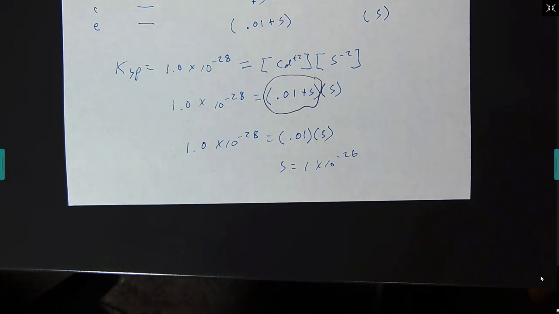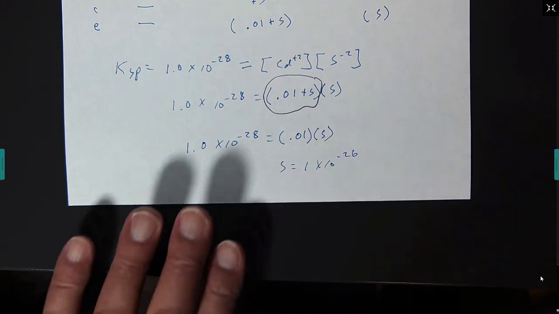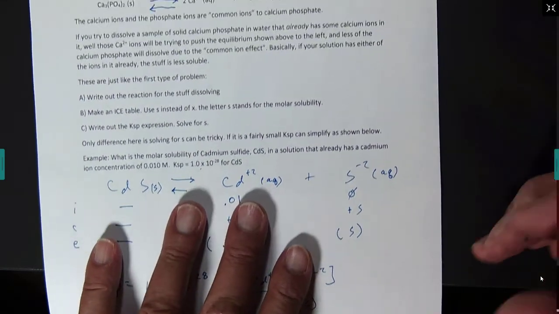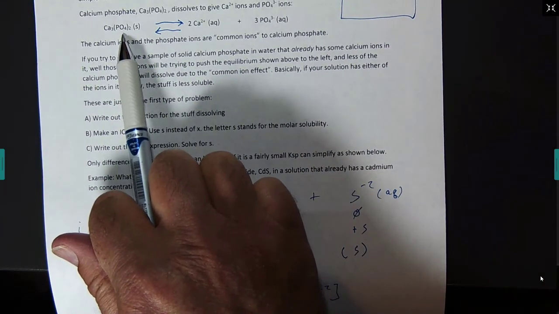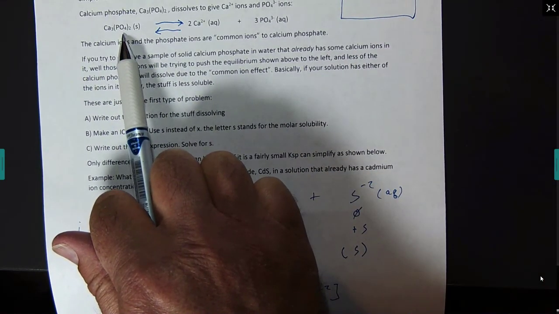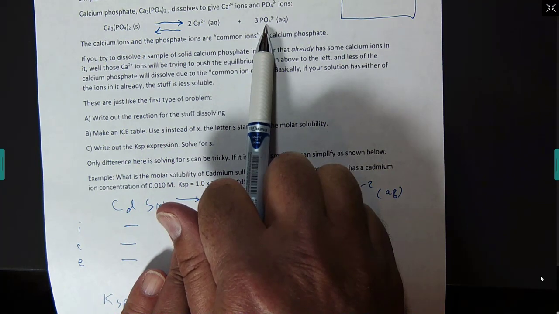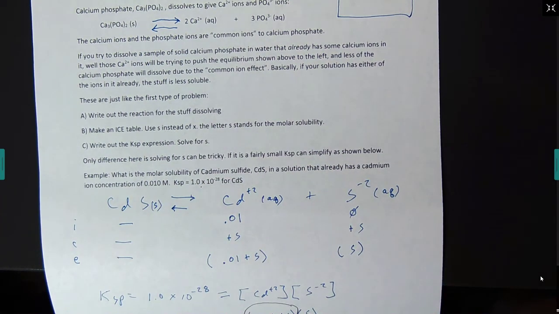They can get really ugly really fast, these problems can. The big thing to know is the common ion effect. If you have a particular compound, it is less soluble in a solution that has any of the common ions in there. So that's the big thing to know. Hope that clears up some stuff with Ksp for you.